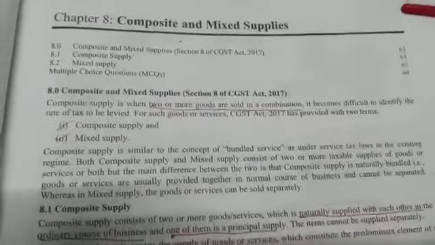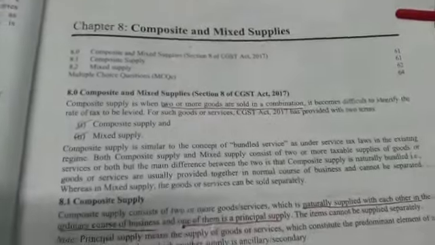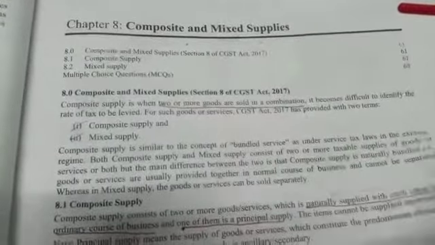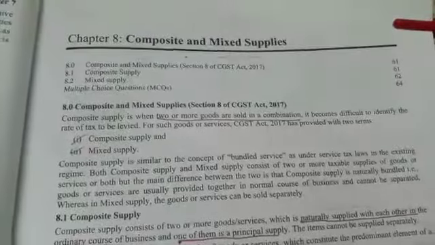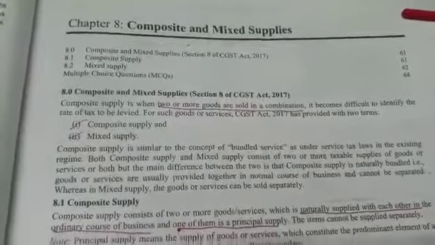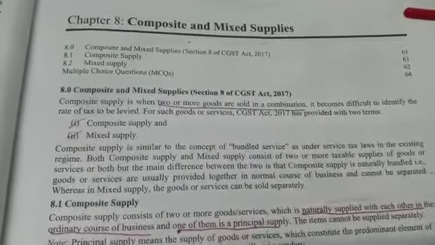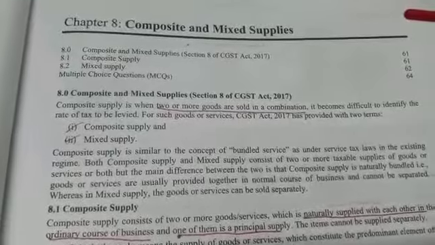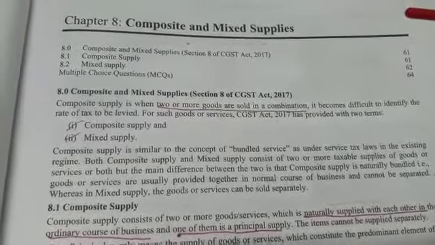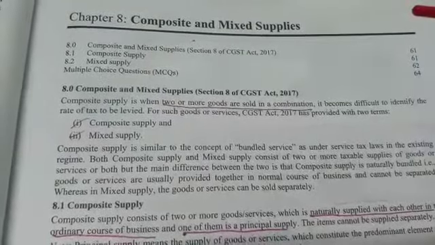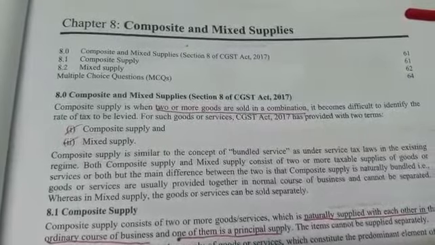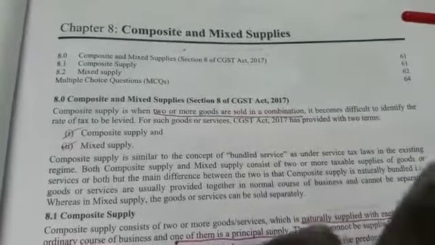Today we are going to discuss a new chapter under Goods and Service Tax, and the chapter name is Composite and Mixed Supply. Now, what is composite supply? That is to be discussed first. Composite supply is when two or more goods are sold in a combination.